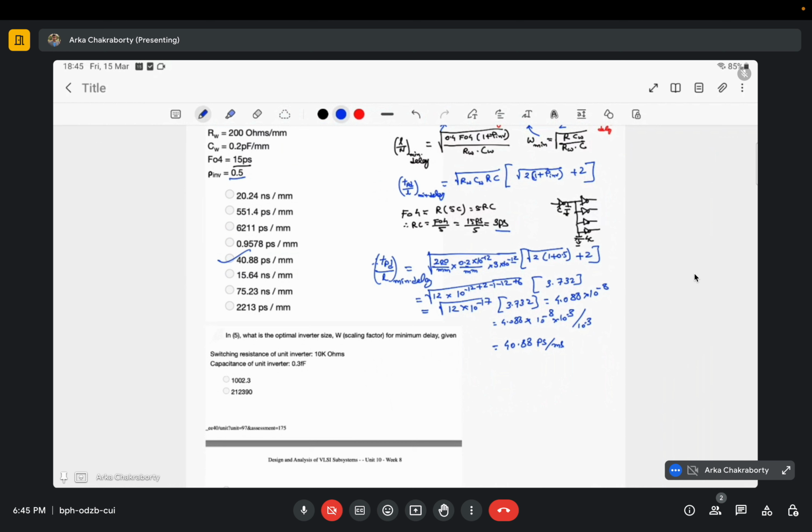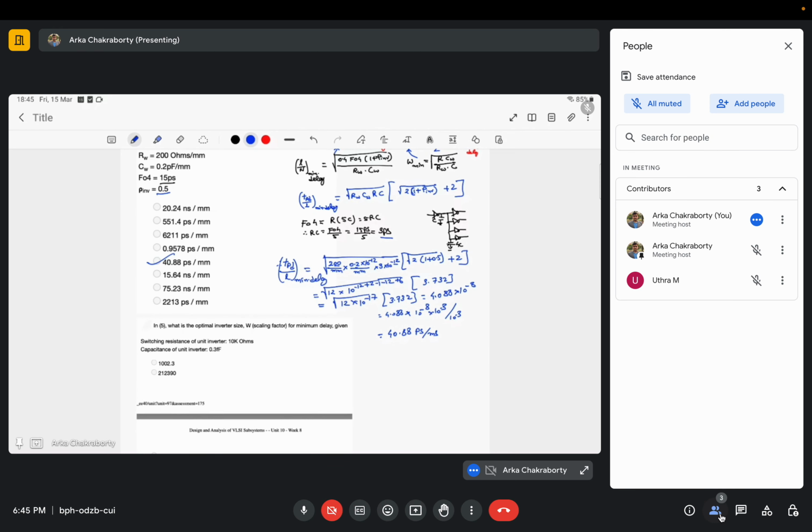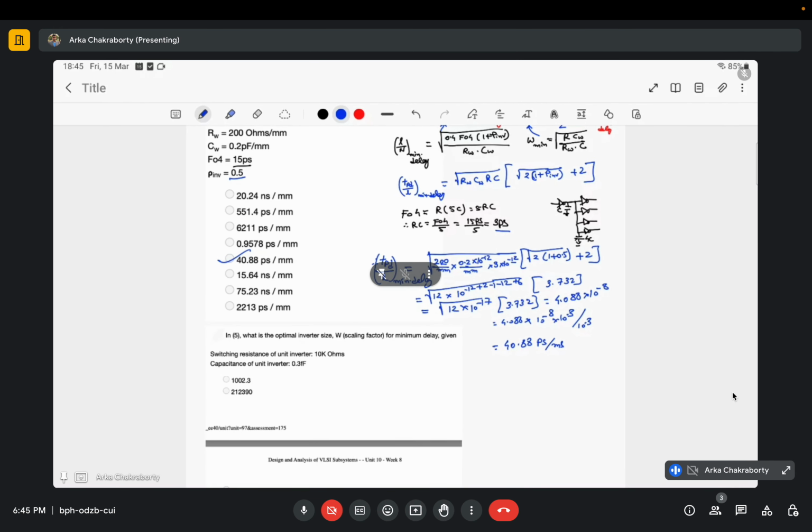Okay, so the next question is, in question number 5, like in the previous question, what is the optimal inverter size W, the scaling factor for minimum delay, given the switching resistance of unit inverter is 10 kilo ohm, the capacitance of unit inverter is given as 0.3 femtofarad. Fine. So let's look into it.